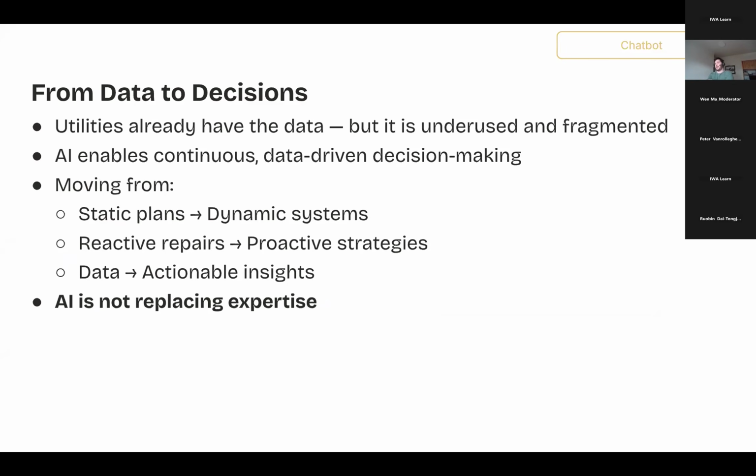I think I'm at the end of my time, but from data to decision, our experience so far in the asset world is that there's a lot of underused, fragmented data. There are AI approaches that can be really useful, but they need to be put in a way that people can interact with, that makes sense for them, and that they can trust. This is really the thing that you need to show them, that they can trust it.